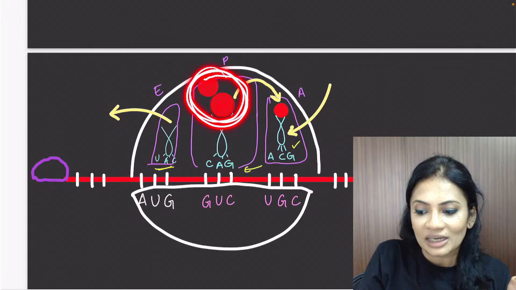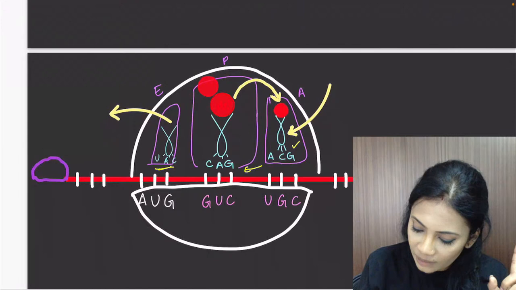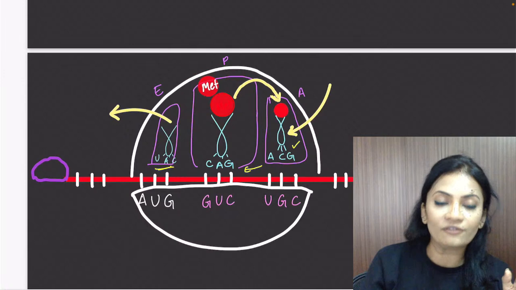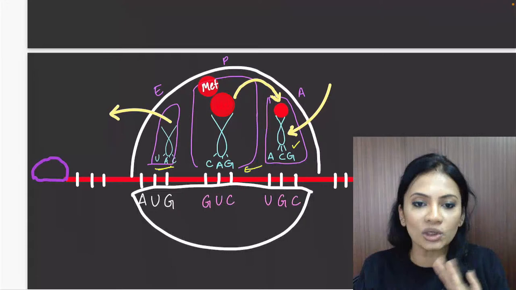Fine? Where will you find methionine? At the top. You will find methionine at the top. It was the first amino acid in the whole chain. All the other ones are attached from below.